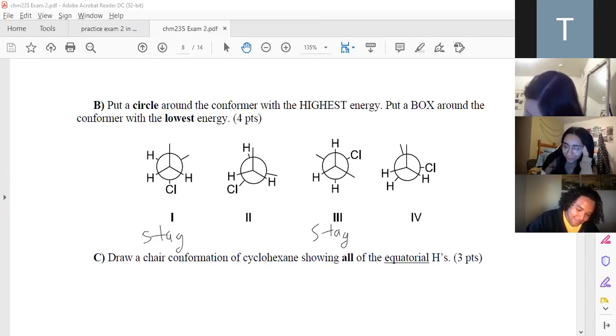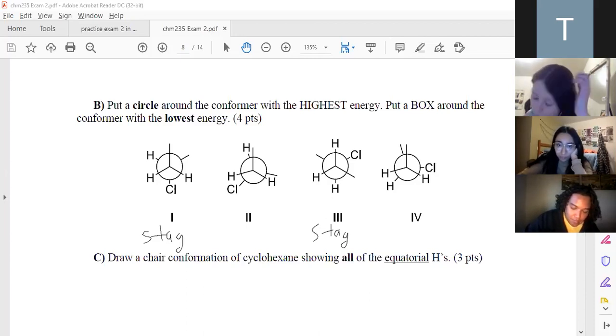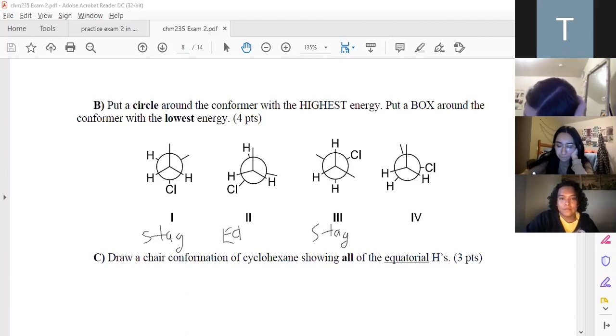But staggered are always going to be your lowest conformation, right? So you immediately know that your lowest conformation is going to be between 1 and 3. When you have eclipsed, when they're on top of each other, those will always be the highest energy ones. So we will call those eclipse for short. So eclipse will always be higher in energy.